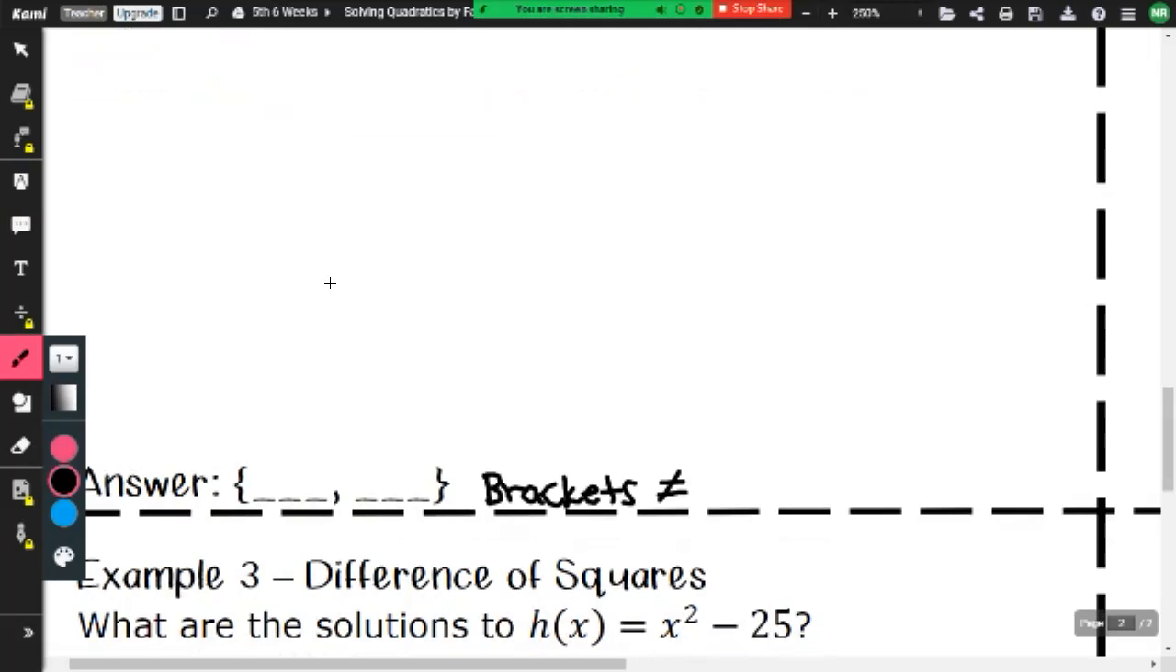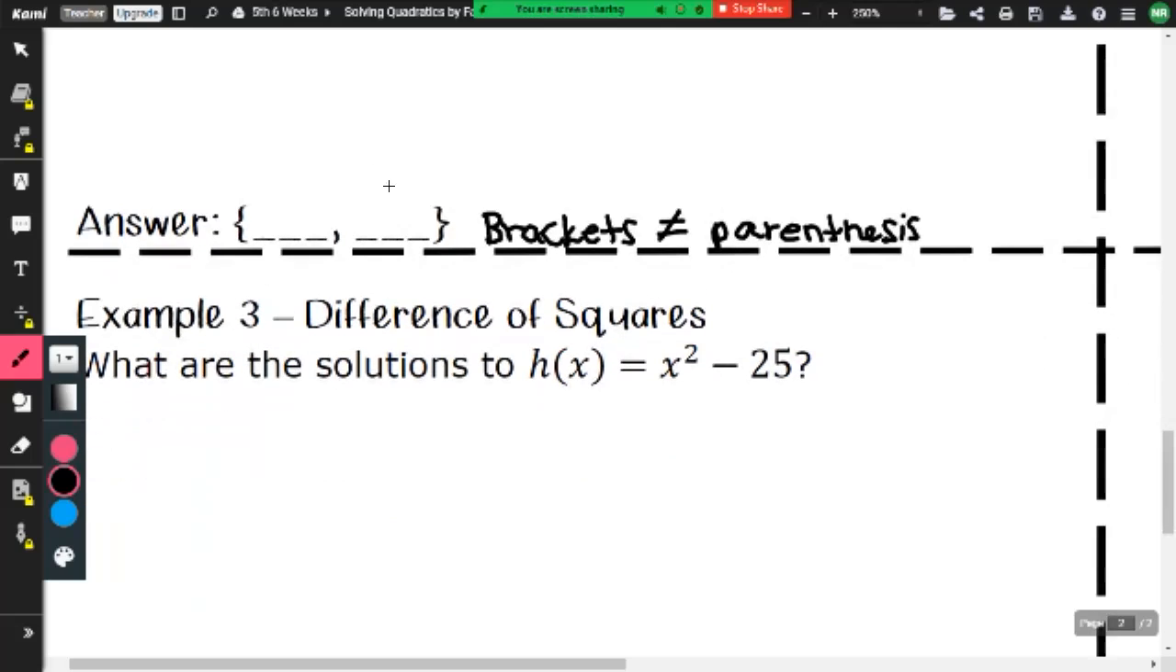Brackets are not the same as parentheses. Parentheses tell you what the coordinate is, what the point is on the graph. They're not the same as parentheses. Now that's just my equal sign with the line through it. Whenever you see that, it means not equal to. They're not the same. They're not equivalent.